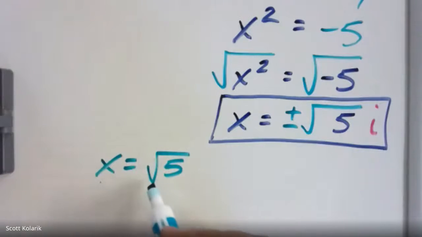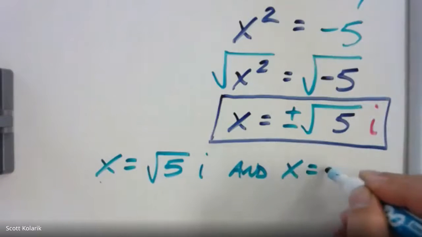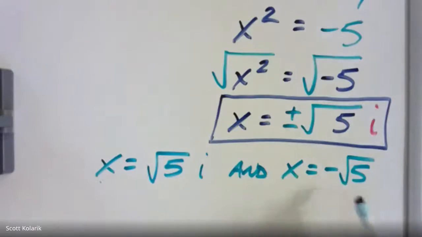If I were to plug this into a calculator, it spits out like 2.24 times i. And at the same time, x also equals the negative version of that square root of 5. So that'd be like a negative 2.24-ish times i. Again, the i represents the imaginary or complex solution, representing the fact that there is no actual tangible place on the coordinate grid where it crosses the x-axis, but these are the imaginary solutions.